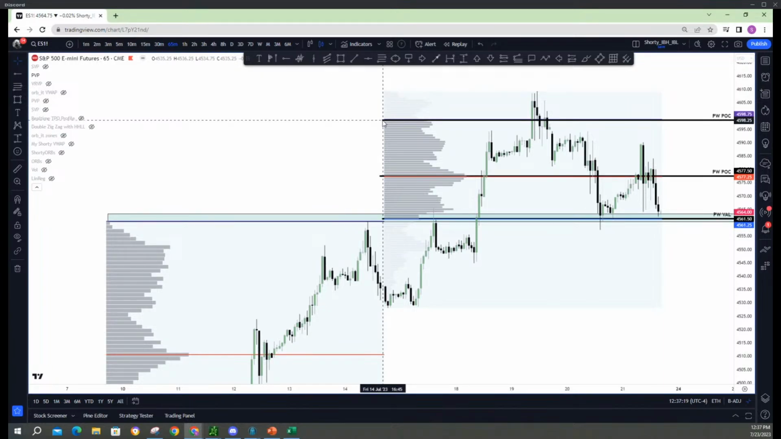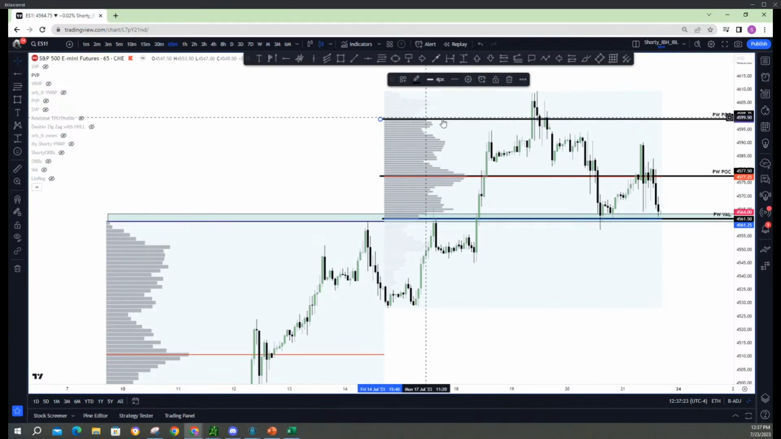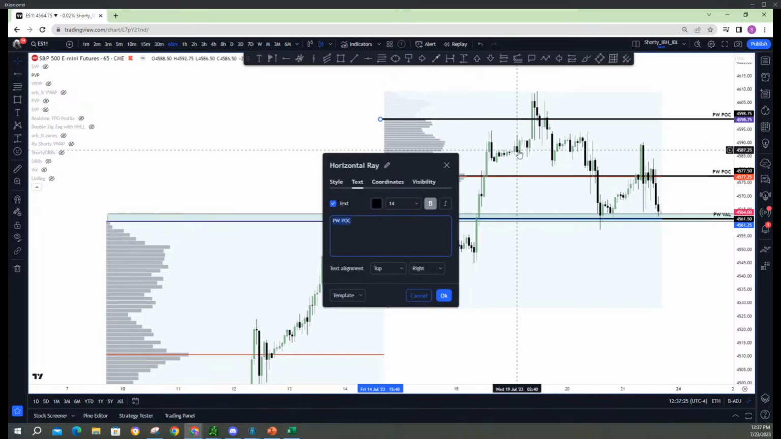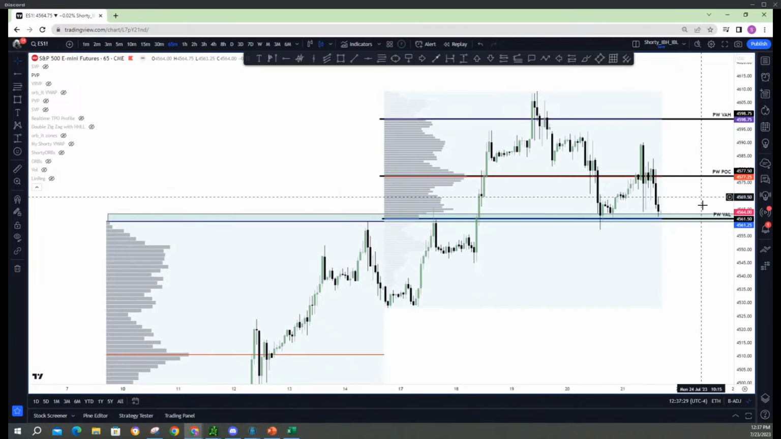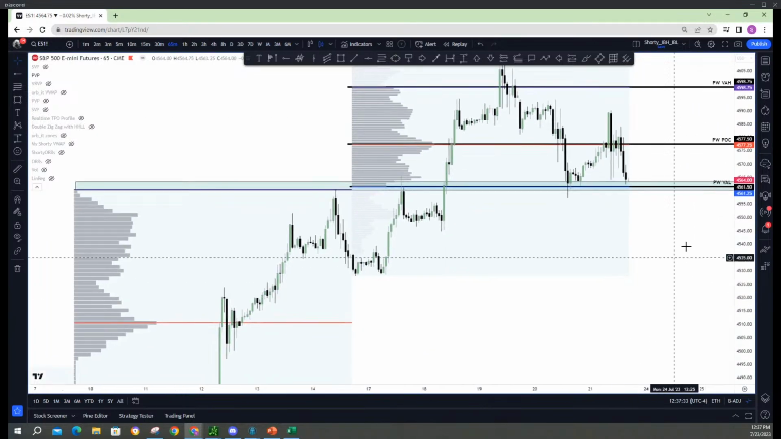And then, of course, if we break the POC and we give a nice setup for the base and go higher, we're targeting this level here, right? So this will be your previous week value area high. So this becomes a good range, right? You're talking about 4,600 to 4,560, 40 points.